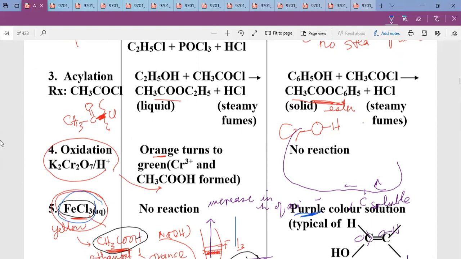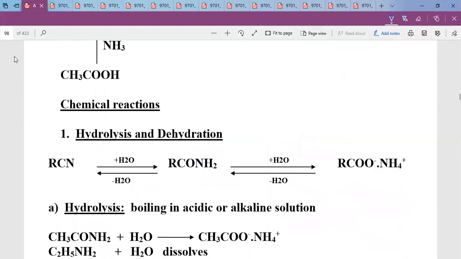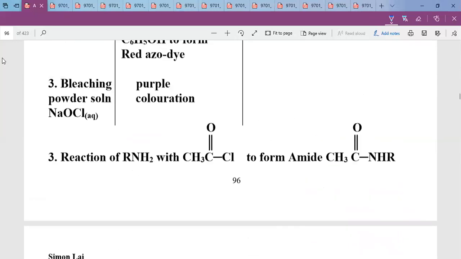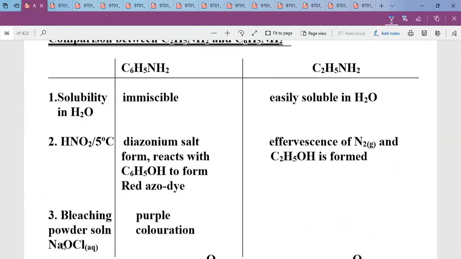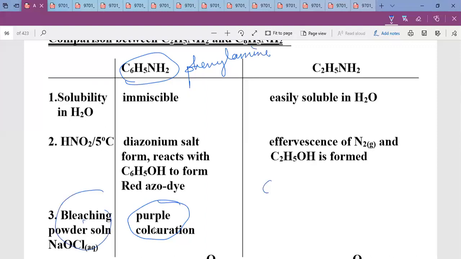Now in your phenol and aniline or phenylamine, special reaction, page 98. See now, purple color also. The phenylamine, but this one is a bleaching solution, the one they use in Clorox. You put sodium hypochlorite here, you get purple color. This is your phenylamine, use bleaching solution. But if you have your phenol, also get purple color, but use FeCl3 alkaline.